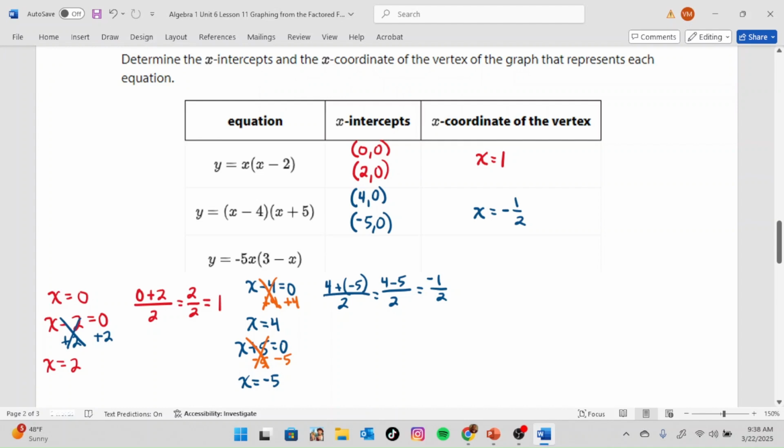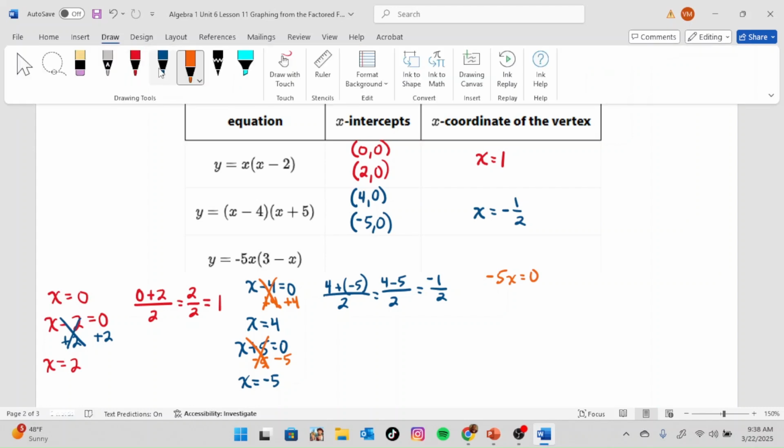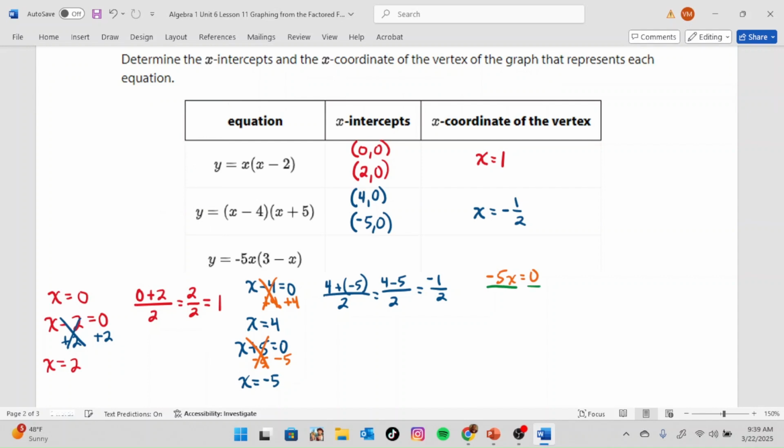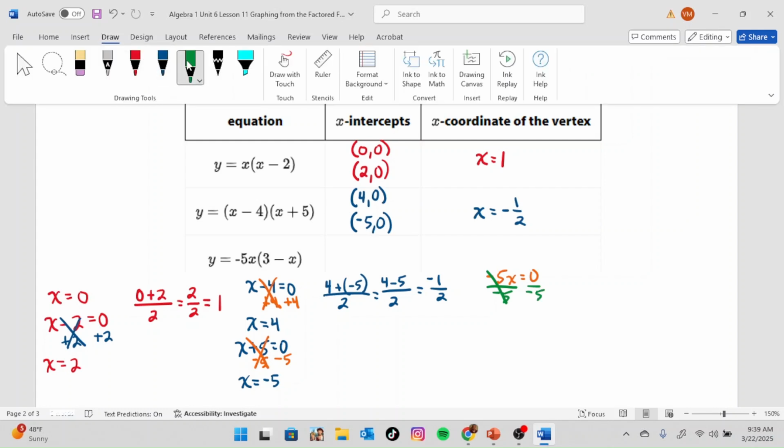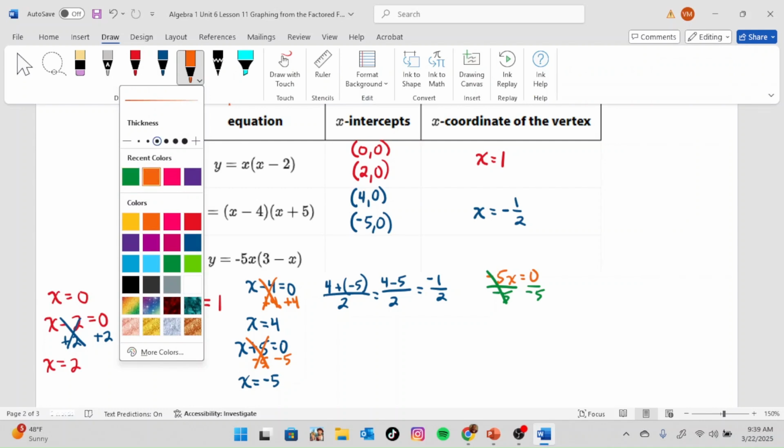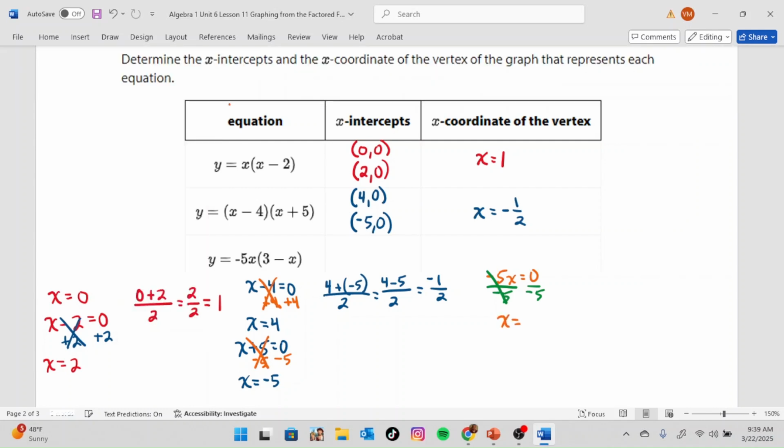And lastly, we can set negative 5x equal to 0. We divide both sides by negative 5. And 0 divided by anything is 0. So we know that our first x-intercept is at the origin 0, 0.